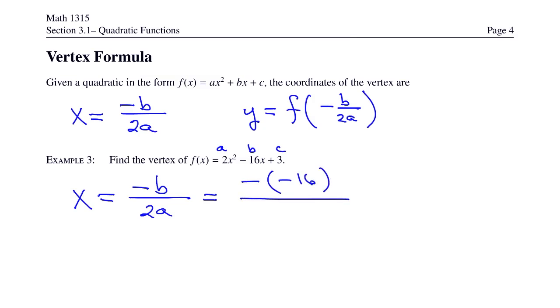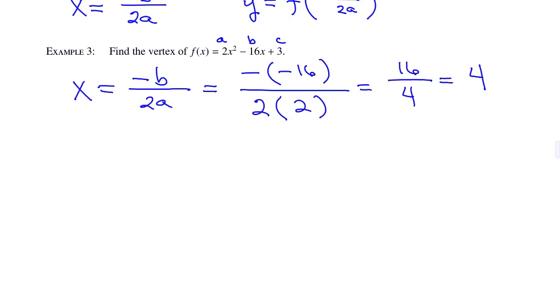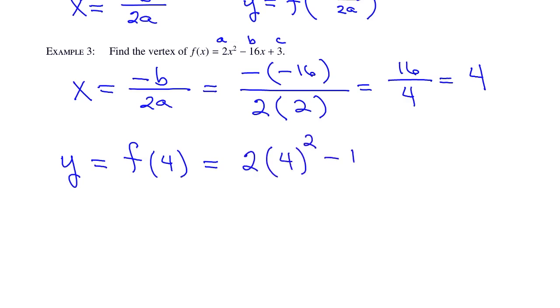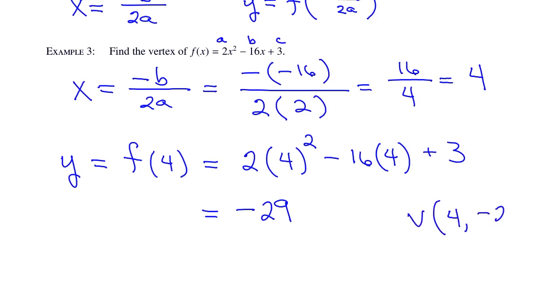So we get -16 over 2 times the a, which is 2. So negative 16 is positive 16, 2 times 2 is 4, and 16 over 4 is 4. So the x-coordinate for the vertex will be 4. And then to find the y-coordinate, we'll take 4 and evaluate it in the function. So y equals f(4). And this is 2 times 4 squared minus 16 times 4 plus 3. And if you work that out, you get -29. So the vertex is (4, -29).